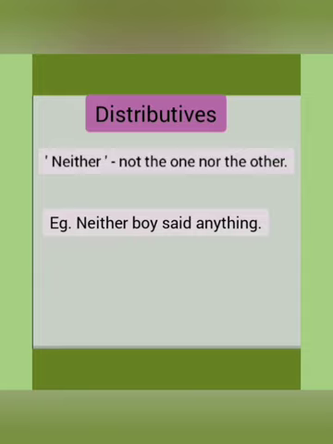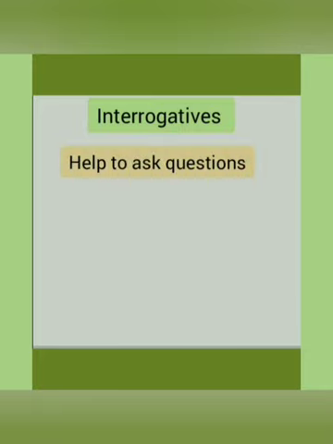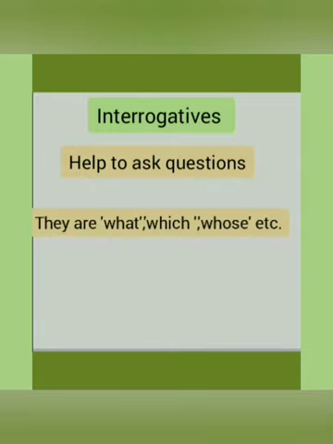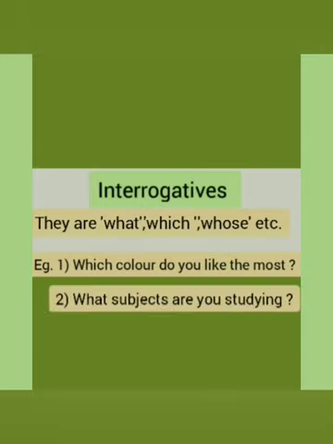Now, the last determiner is interrogatives. So, determiners that help to ask questions may be described as interrogatives. They are what, which, whose, how much, how many. So, these are all interrogatives. Now, the examples are sentence 1 Which color do you like the most? Sentence 2 What subjects are you studying?